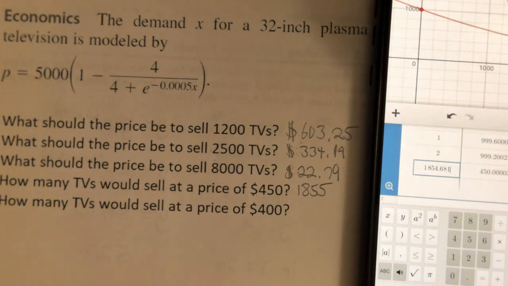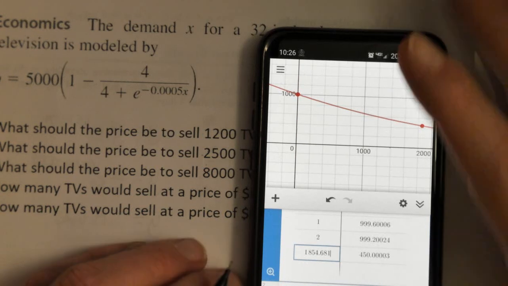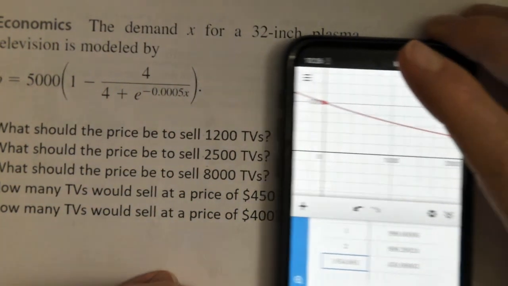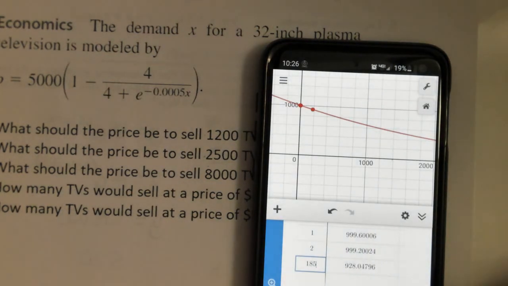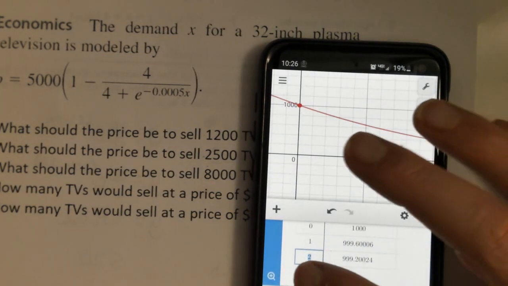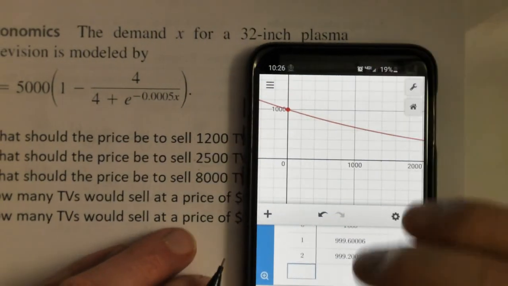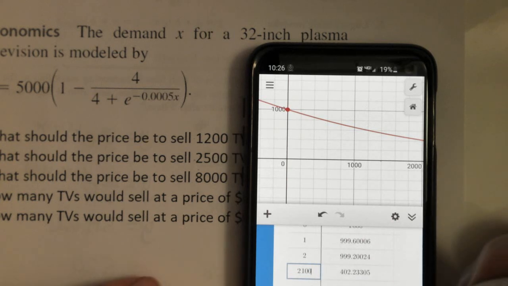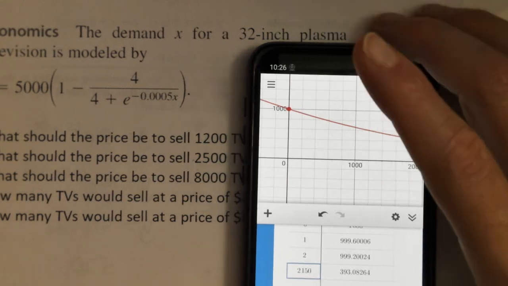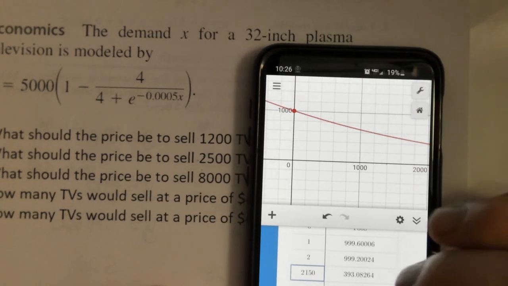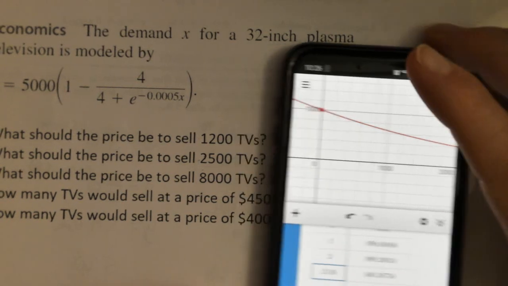So what about to sell $400? I need to see if I can back this down to $400, which means I need to raise the number that I'm going to sell, because the more that I sell, the lower the price is going to be. Let's go with 2100. We're not quite there. What about 2150? Too much. 2110. Now we're getting close at 2110.